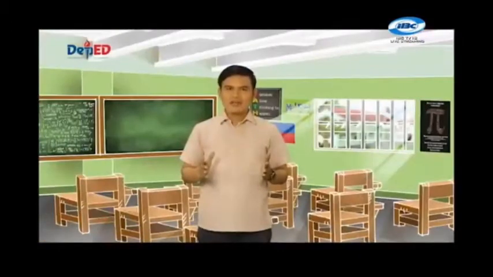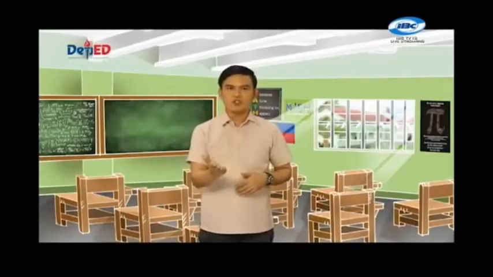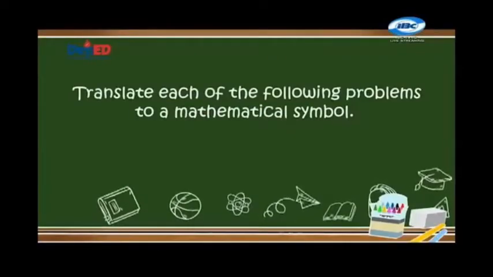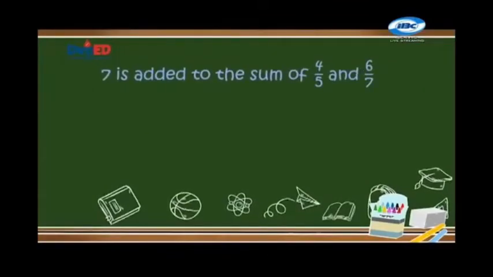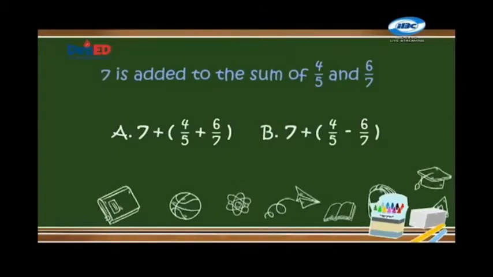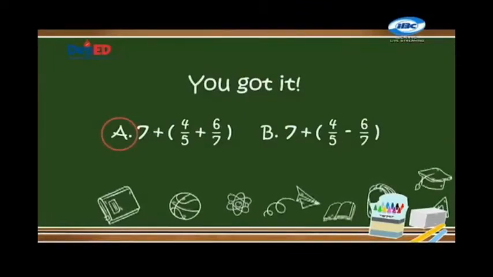At this point in time, get your self-learning module. Let us try to answer numbers 1 and 2 of Learning Task 1. Translate each of the following problems to a mathematical symbol. Number 1. 7 is added to the sum of 4/5 and 6/7. Is it A, 7 plus 4/5 plus 6/7, or B, 7 plus 4/5 minus 6/7? You got it! It's A.